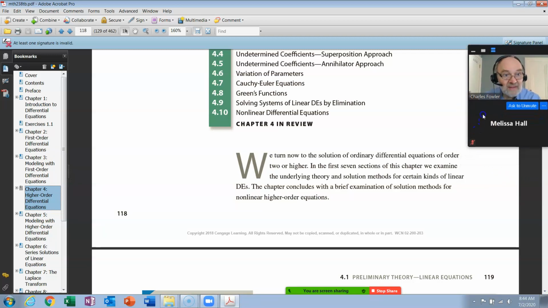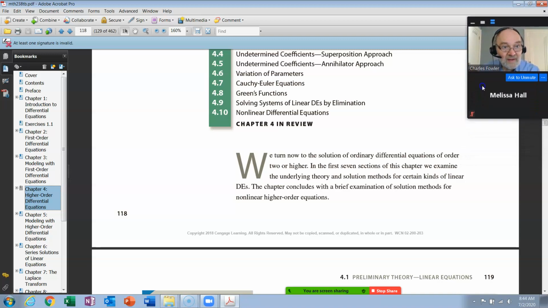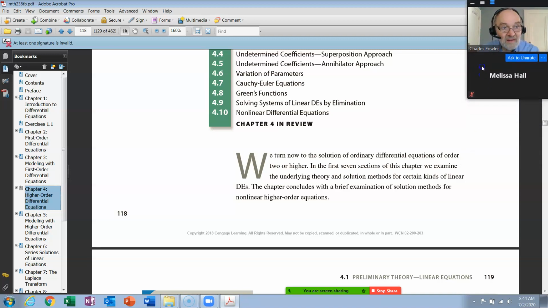Now, let me move us out of the way as much as I can here. Okay. So we've turned from chapter 2, where we were doing first order differential equations only, and all those techniques: separation of variables, linear, exact, homogeneous. Now we're going to talk about homogeneous in a different form there, as you just saw.